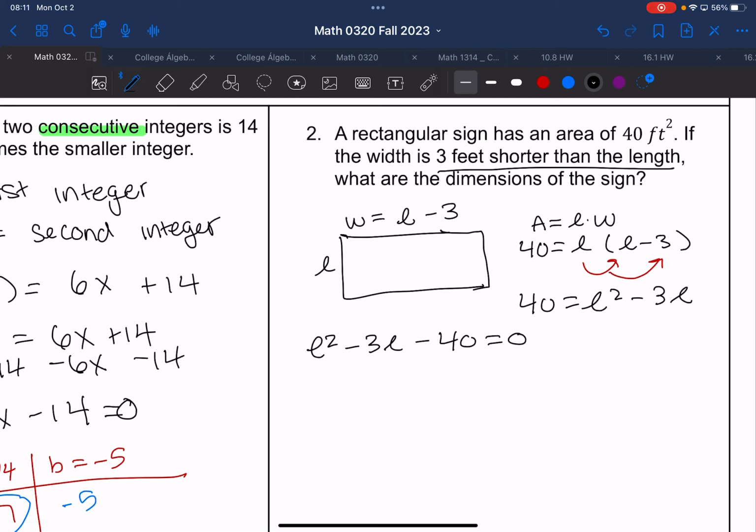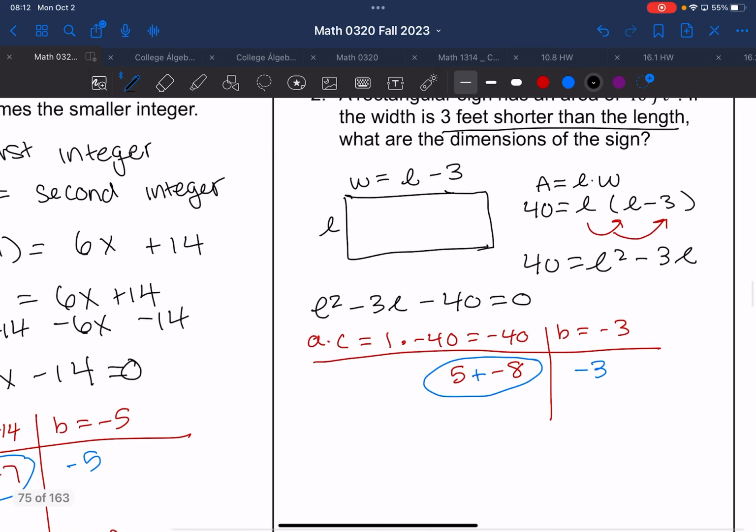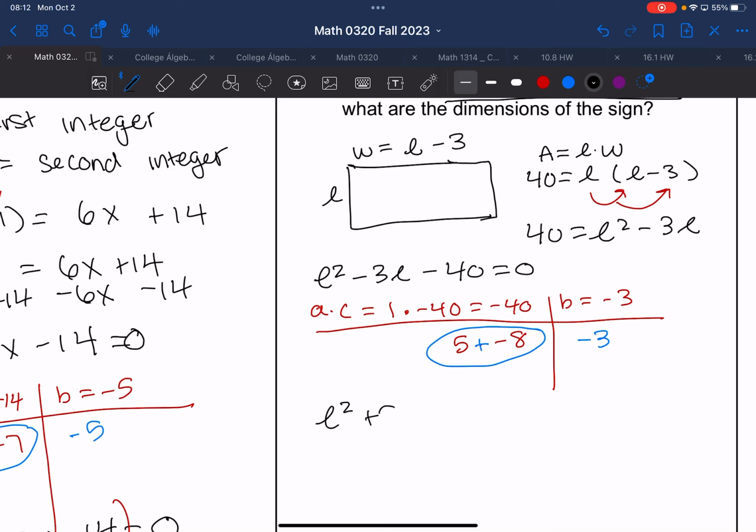Okay. Now I have a proper quadratic equation. So I'm going to do the A times C method. And in this case, what is my A and what is my C? 1 and negative 40. Good, because there's not a number in front of that L squared, so we say it's 1. 1 times negative 40 gives us negative 40. And what is our B value? Negative 3. So we need two numbers that multiply to negative 40 but add to negative 3. What would be those numbers? 5 and negative 8. Good. So 5 times negative 8 gives us negative 40. And if we were to add these numbers together, we would get negative 3. So these are the terms we're using. So I have L squared plus 5L minus 8L minus 40 equals 0.